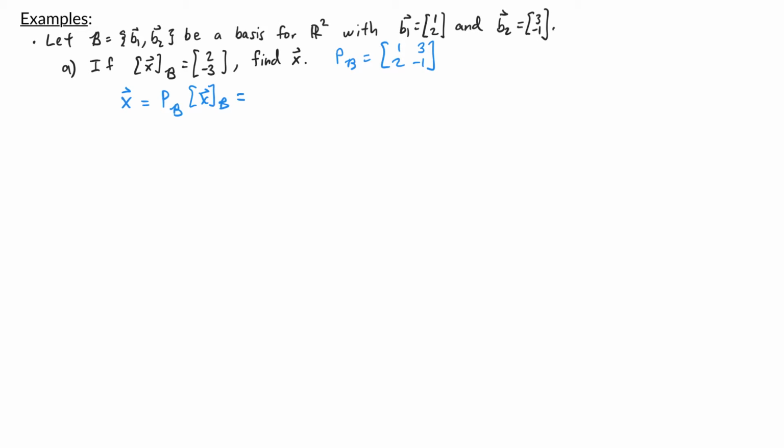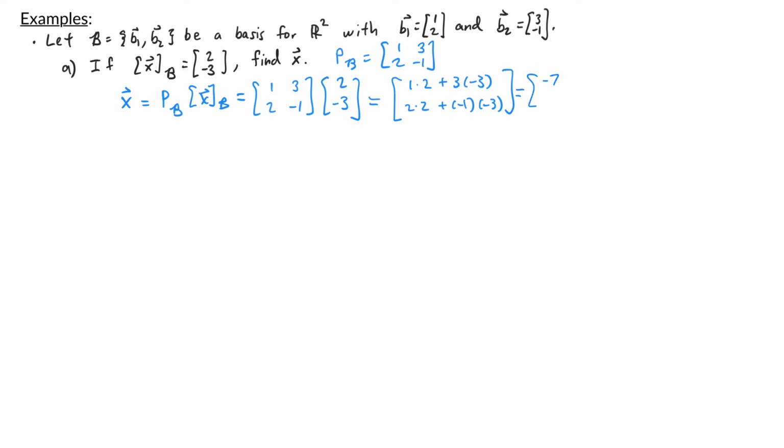So x is the matrix [1, 3; 2, -1] times the vector (2, -3). In this product, the top entry is 1 times 2 plus 3 times negative 3, and the bottom entry is 2 times 2 plus negative 1 times negative 3. So on top we have 2 minus 9, which is negative 7, and on the bottom we have 4 plus 3, which is positive 7. So the standard coordinates for x are (-7, 7).